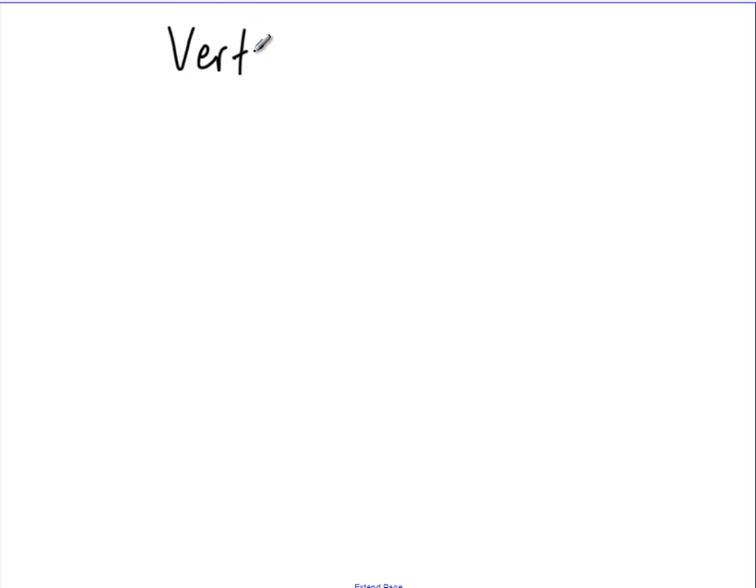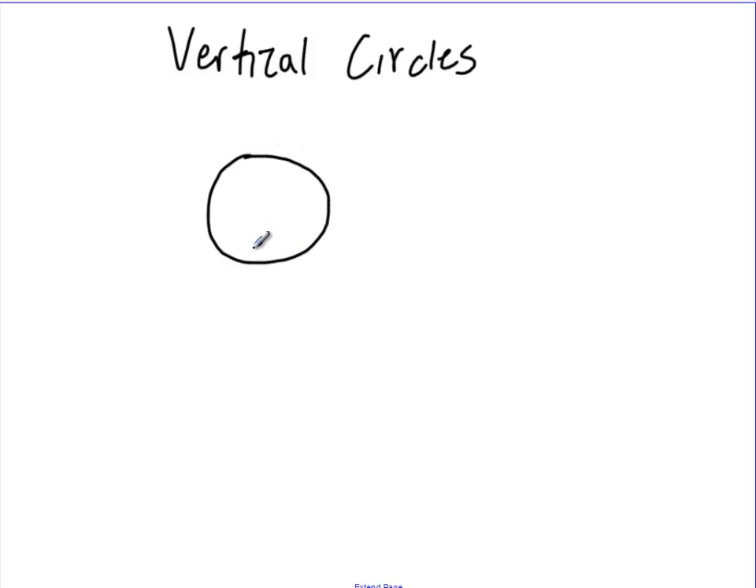Let's take a look at vertical circles. Okay, this is sort of like yesterday's topic, but it's a little bit more in depth. It's exactly the same thing, but there's one more force to consider when you're in the vertical direction.